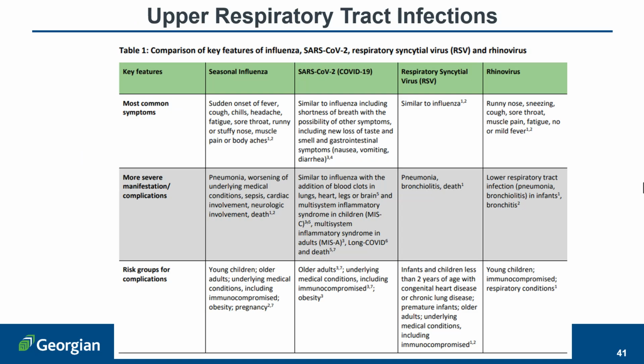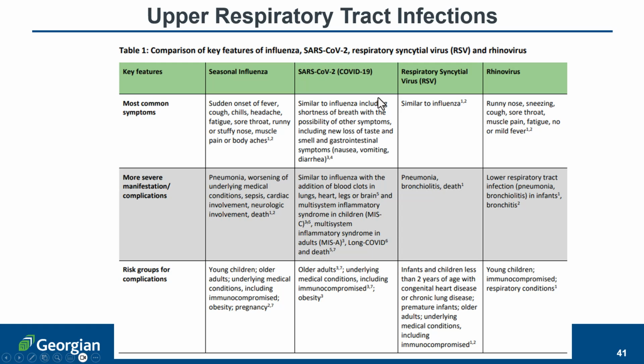We're going to switch gears now and talk about infections, starting with the upper respiratory tract infections. This particular diagram was taken from Public Health Ontario, comparing seasonal influenza, the flu, with a COVID-19 infection versus an RSV infection versus rhinovirus that causes the common cold. So what are the most common symptoms of influenza? There's a sudden onset of fever, usually a high fever, cough, chills, headaches, fatigue, myalgias, runny nose, and body aches.